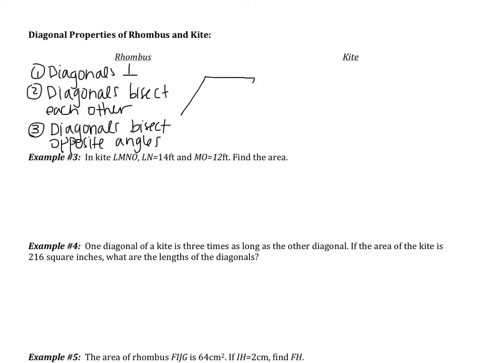So drawing us a quick little sketch. Rhombus, so all four sides are congruent. So the first property is that the diagonals are perpendicular. So I draw them in, they form a right angle.